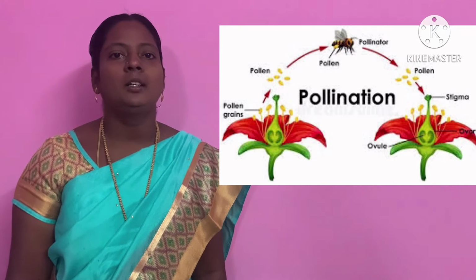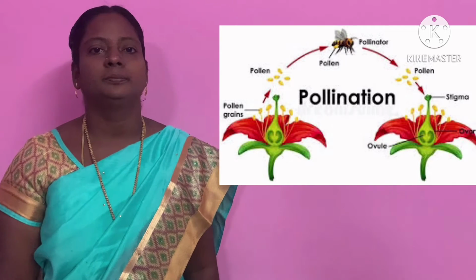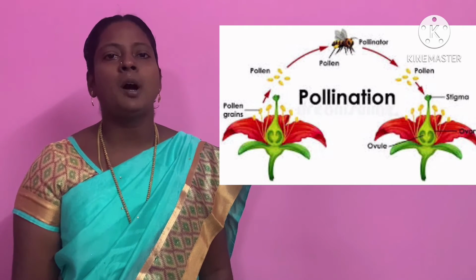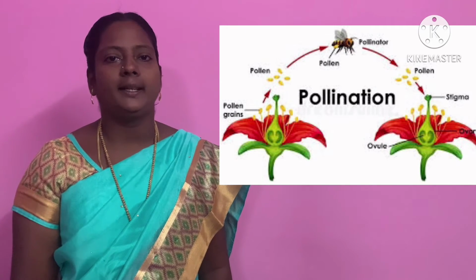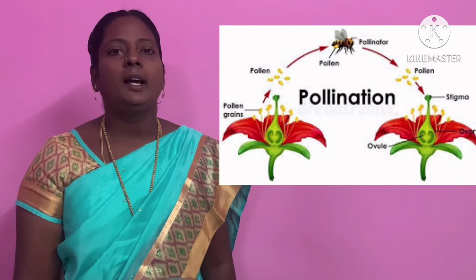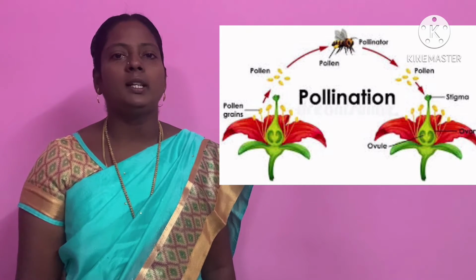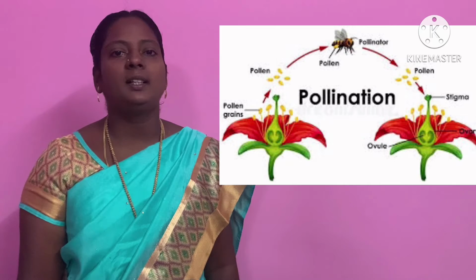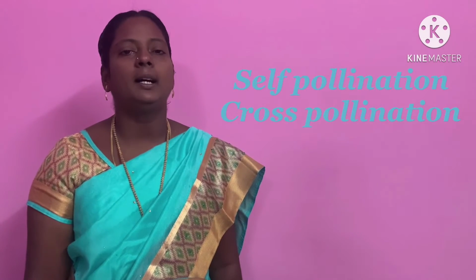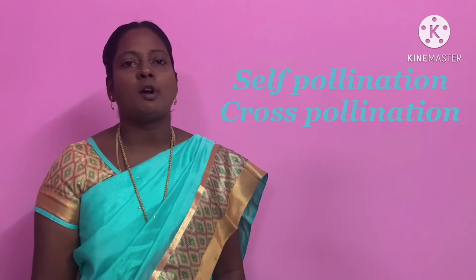Self-pollination and cross-pollination are the types of pollination. Transfer of pollen grains from the anther to the stigma of a flower is called pollination. Pollination is the first important event in the development of fruit and seed. Pollination is followed by fertilization. Two types of pollination take place in flowering plants. They are self-pollination and cross-pollination.